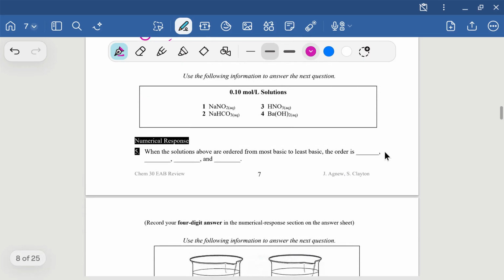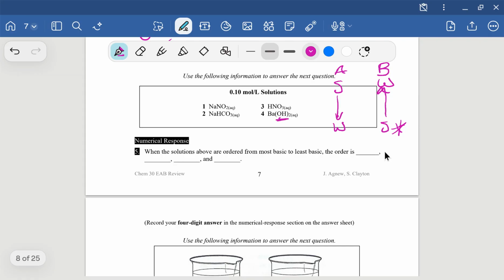Okay, so looking at number 5, when your solutions are ordered from most basic to least basic. So here I'm still looking at page 8, 9 of my data booklet, but when I look at my data booklet, I know that my acids are strong on the left and get weaker as you go down. So that's your acids. Your bases, on the other hand, are strongest on the bottom right and get weaker as you go up. So when you're looking at the most basic, you would want to see what you would find first, what's strongest, and then how they get weaker.